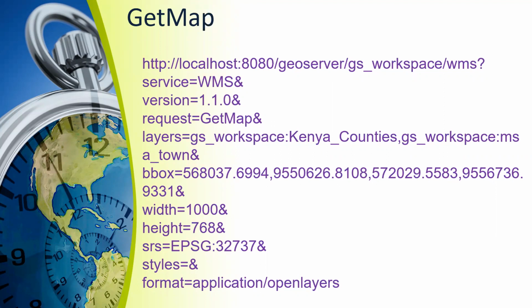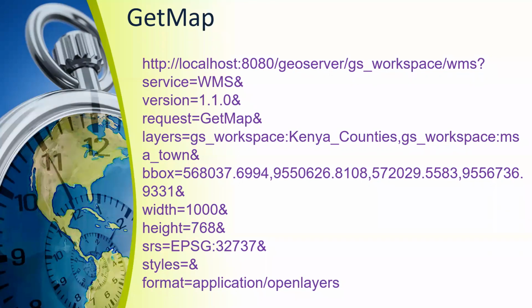Then we have the spatial reference system. This is EPSG 32737. I believe this is Arc 1960, WGS 84, Arc 1960 zone 37 south. You can check the code on epsg.io. Then we have the style. Similarly, we have not preset any style, so it is equal to nothing.